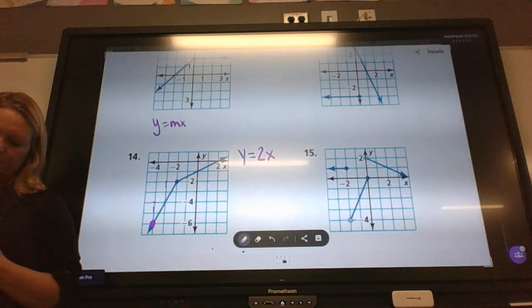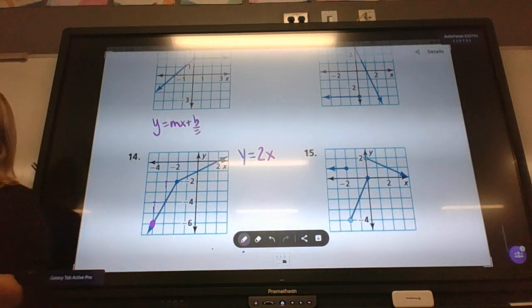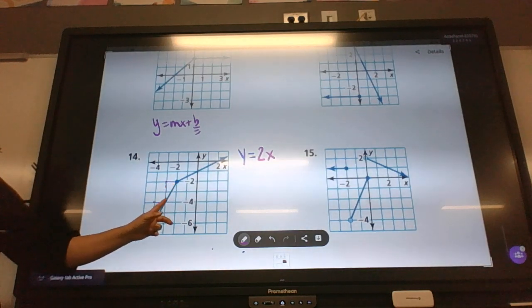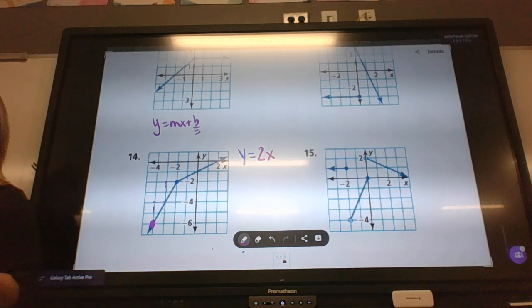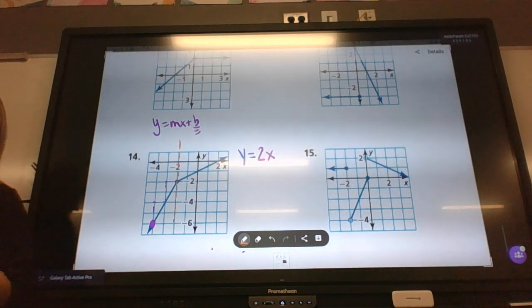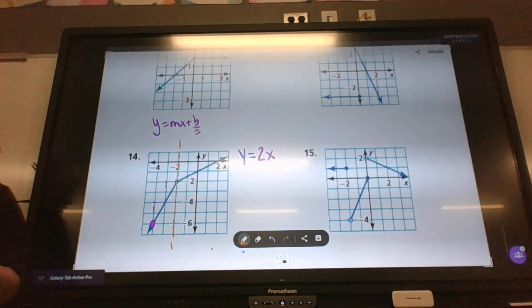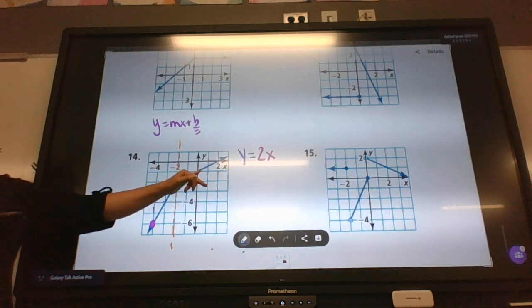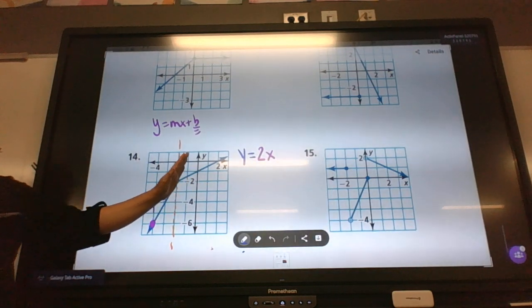And y equals mx plus b. How do we figure out that b value? The graph is broken right here. It breaks and it switches. So I can't really see. This isn't the right y-intercept. I need to know the y-intercept for this one.